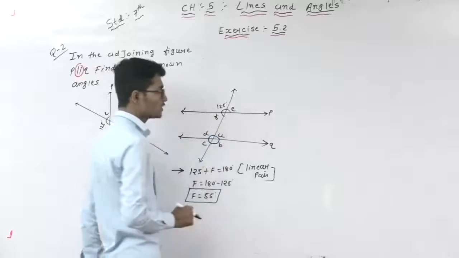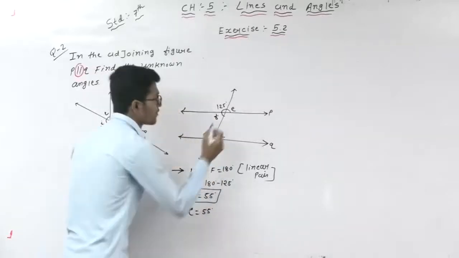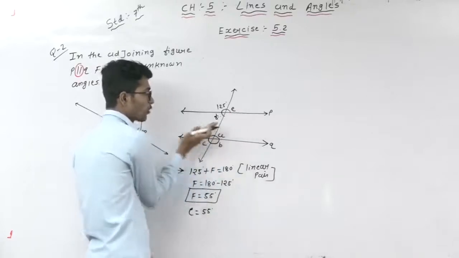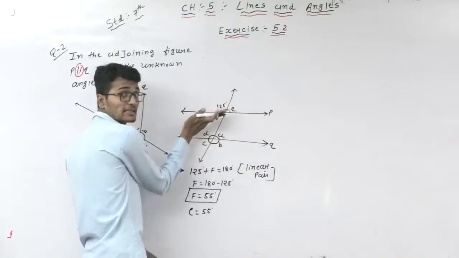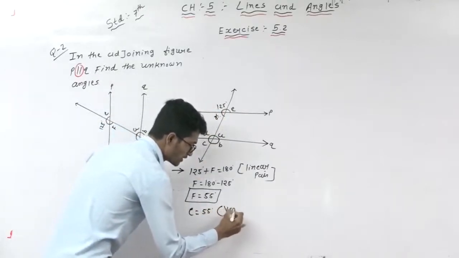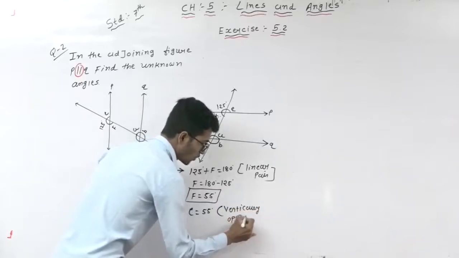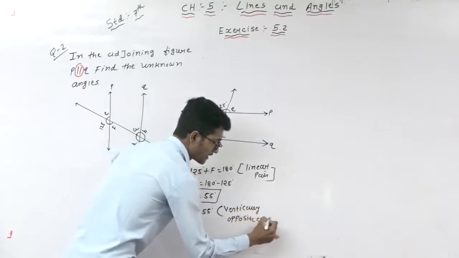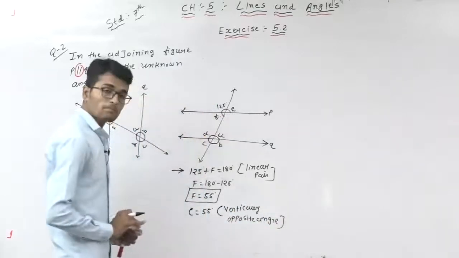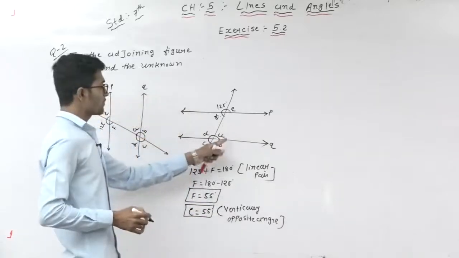Then E is also equal to 55. Why? Because these two are vertically opposite angles. Yes or no? These two are facing each other, so they are vertically opposite. So E is also equal to 55, because vertically opposite angles are equal. Okay, E and F are done. Now find the value of A, B, C and D.